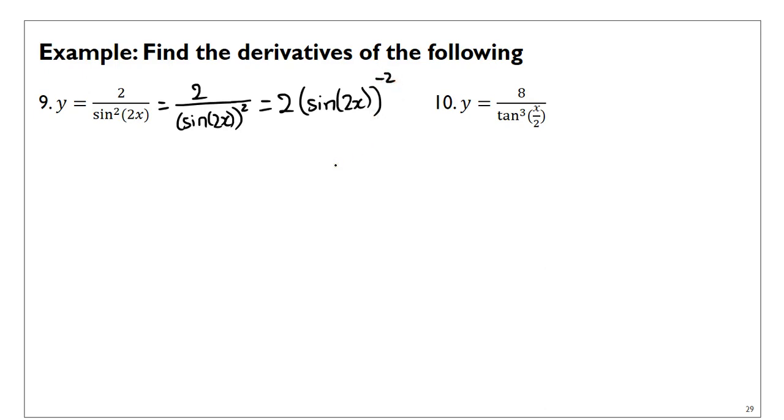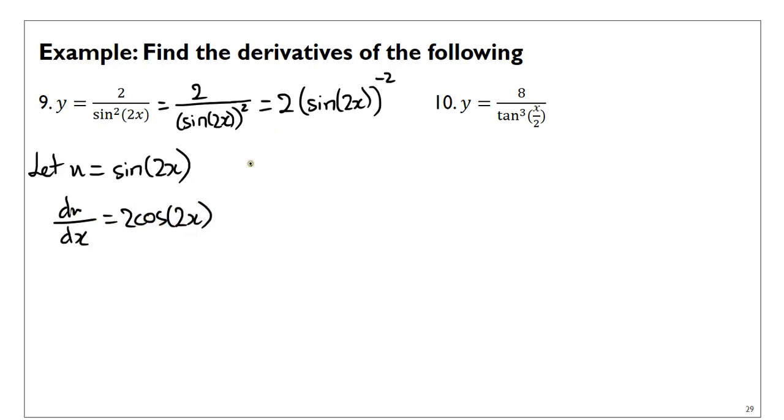So once again, this is a composite and you have a power function and inside you have a trig function. So I'm going to use chain rule again. So I'm going to let u equal the bracket, which is sin 2x. So the derivative is just going to be 2 cos 2x. And then I can write y in terms of u. So y is going to be 2u to the power of negative 2. And this is a power function. You should be able to derive it.